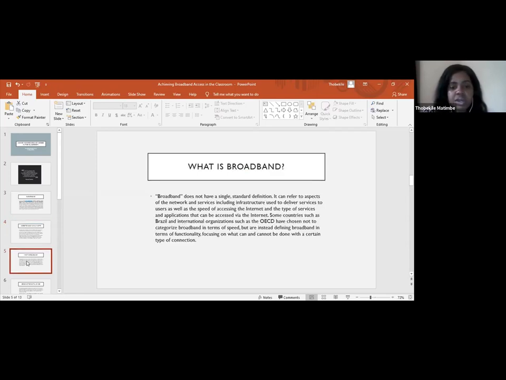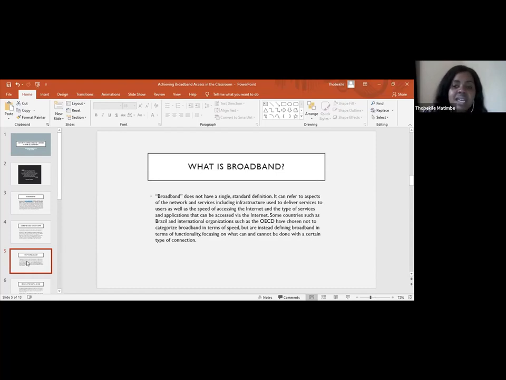So broadband, well, you might be wondering, what is broadband? Broadband is simply, without stressing much or complicating the term, really looking at aspects of the network and services, including the infrastructure used to deliver services to users, as well as the speed of accessing the internet and the type of services and applications that can be accessed via the internet.